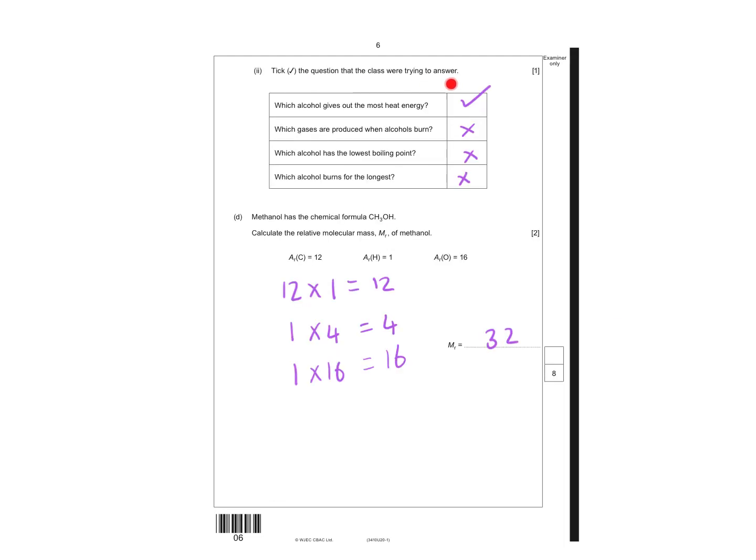Tick the question the class was trying to answer. Which alcohol gives out the most heat energy? The other ones kind of don't make sense. Mr, that would have been lovely. So you've got 1 carbon, 12 times 1. You've got 4 hydrogens, 1 times 4, and then you've got 1 oxygen, and the answer would have been 32.